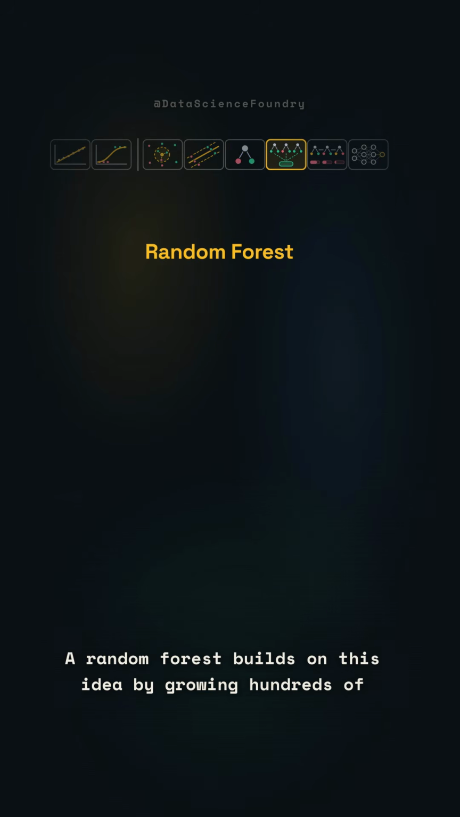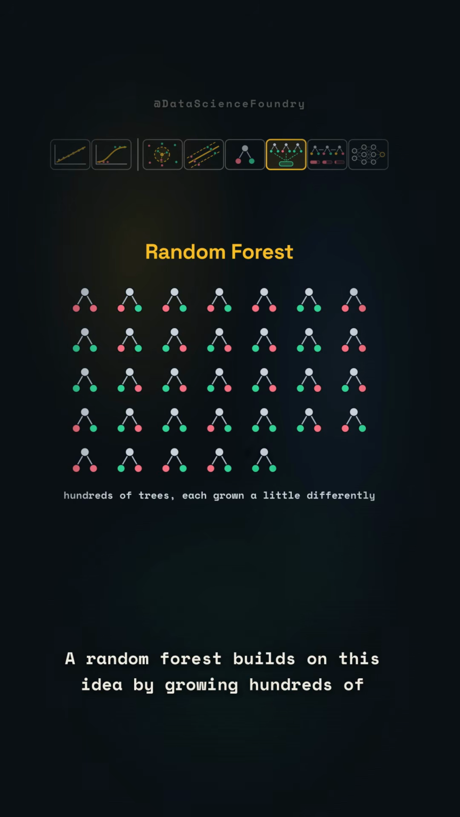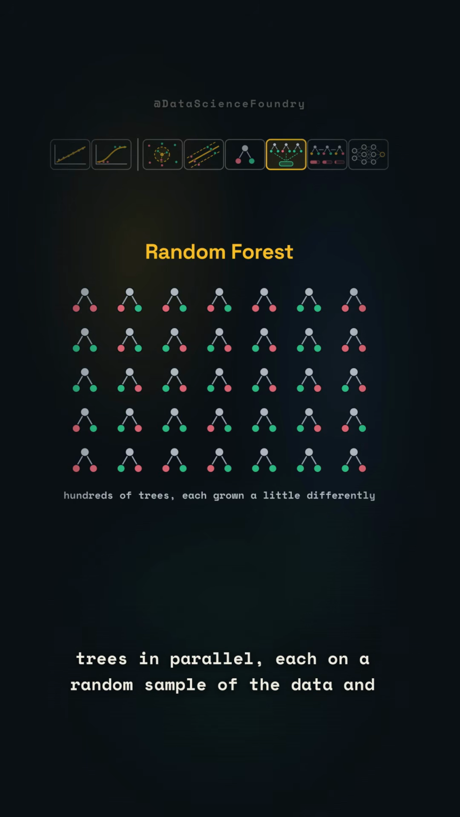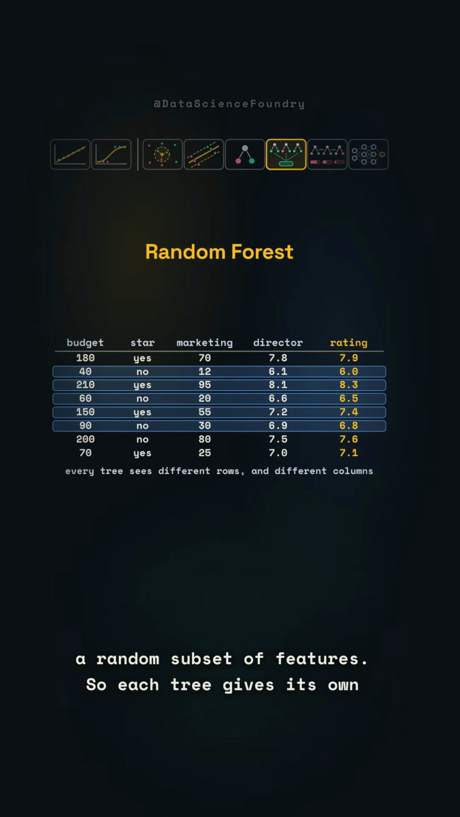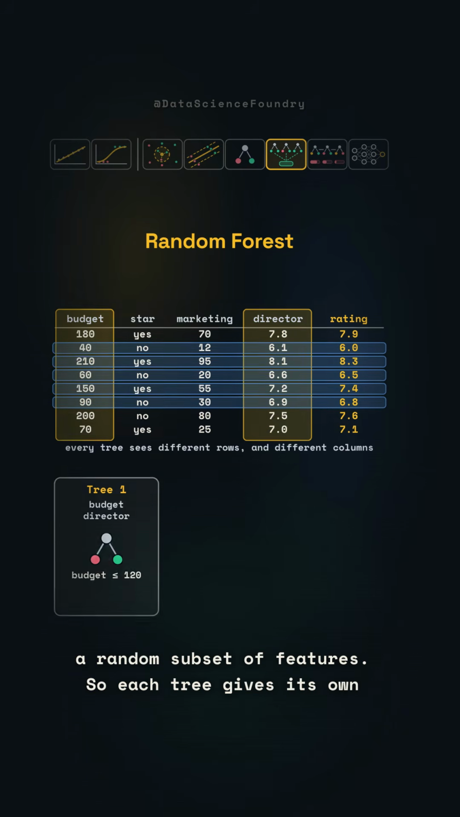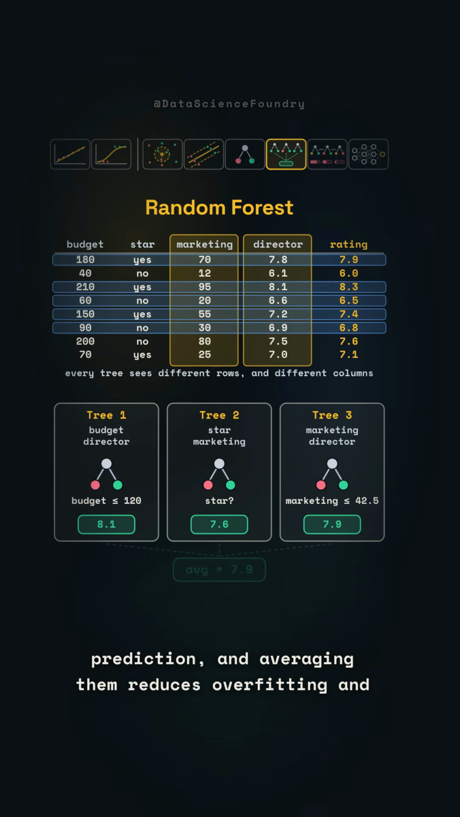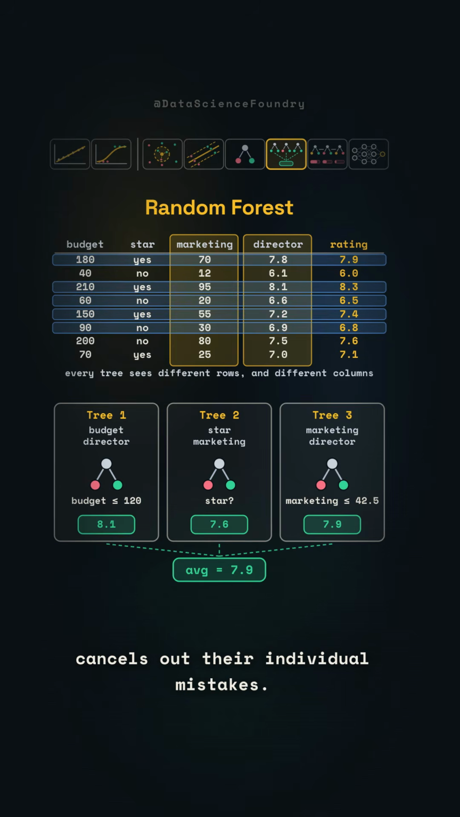A random forest builds on this idea by growing hundreds of trees in parallel, each on a random sample of the data and a random subset of features. So each tree gives its own prediction, and averaging them reduces overfitting and cancels out their individual mistakes.